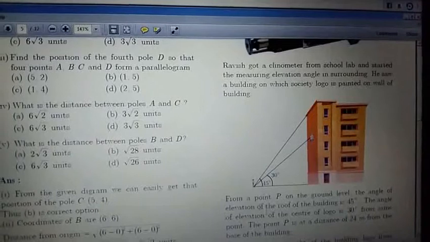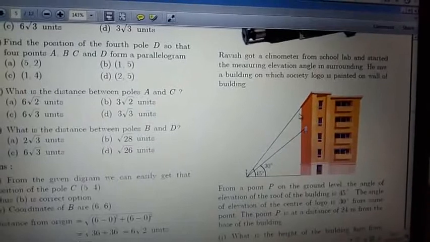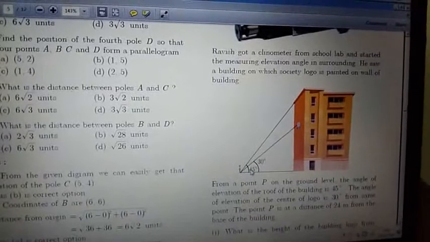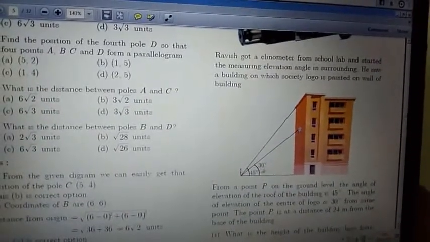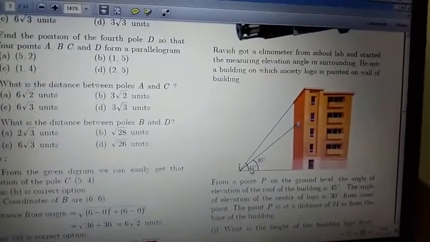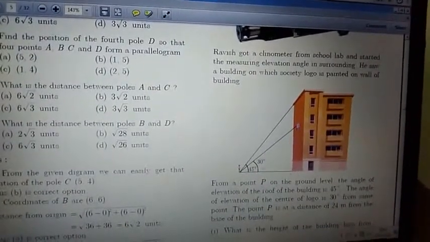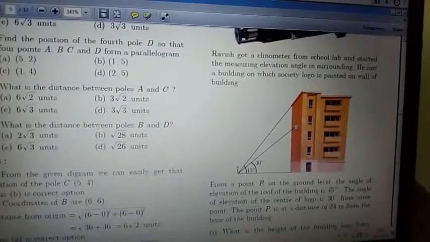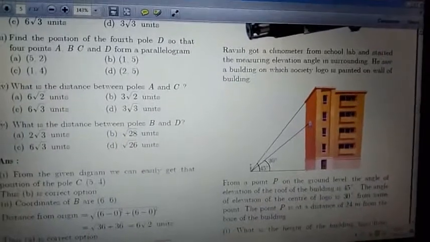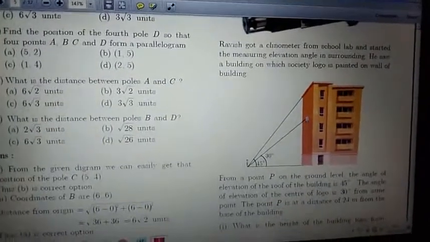So from a point P on the ground level, the angle of elevation of the roof of the building is 45 degrees, and the angle of elevation of the center of the logo is 30 degrees from the same point. The point P is at a distance of 24 meters from the base of the building. So this is 24 meters. This is the information given in the question. Based on this, they have asked a few questions. Let us see what the questions are, right?